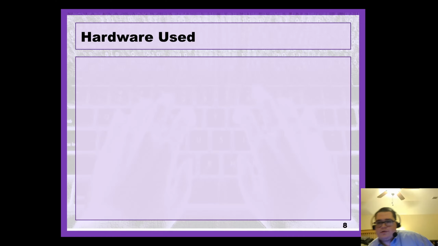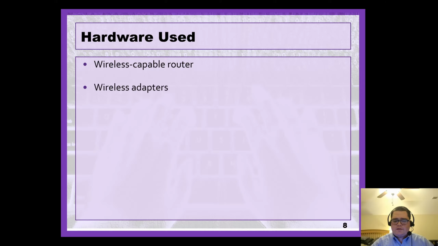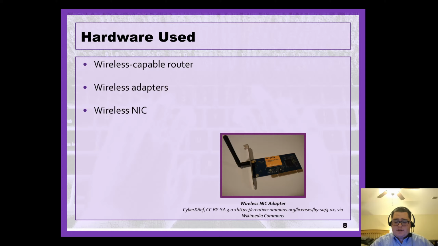A lot of the hardware used in wireless networks is similar to what's used in wired networks. These include a wireless-capable router. They have to be wireless capable in order to send and receive radio waves. Wireless adapters are devices that you plug into another device to allow it to use wireless. An example of this is a wireless NIC. This would be an example of one that you could plug into a computer or a laptop. And originally they had antennas so they could send and receive radio waves.